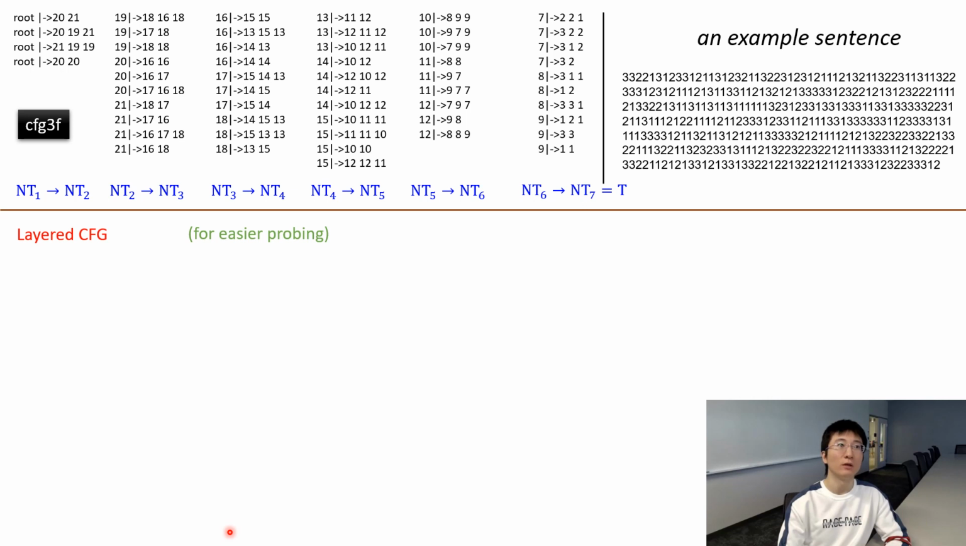To begin with, notice that this is a layered CFG. On layer 1, there's only the root node. On layer 2, there are 3 non-terminal symbols: 19, 20, and 21. On layer 3, there are also 3 symbols: 16, 17, and 18, and so on. On level 7, also known as the terminal level, we only have 3 symbols that are 1, 2, and 3. So that is a layered CFG. We make it layered because it makes our probing easier, so that we can more easily talk about non-terminal symbols at a certain layer, and we can correspond that to transformer layers, and so on.